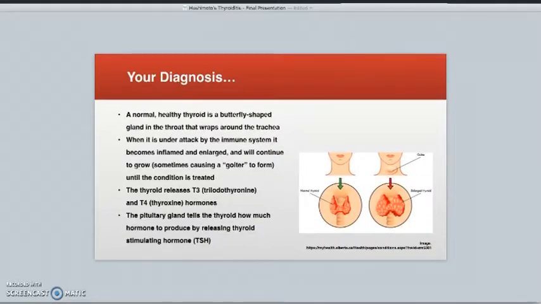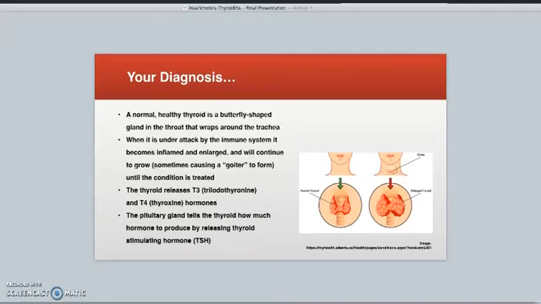So basically, a normal thyroid looks like a pretty little butterfly-shaped gland. It wraps itself around the trachea. There's a left and a right side. A normal thyroid is a couple of centimeters across. It's not very large. Obviously, it becomes enlarged when someone with Hashimoto's thyroiditis starts to exhibit symptoms. It will continue to grow if it goes untreated. So unchecked, it will keep growing, and then sometimes will create what's called a goiter, which is basically like a large growth around the throat. But this won't normally happen as long as the condition is treated in the beginning stages.